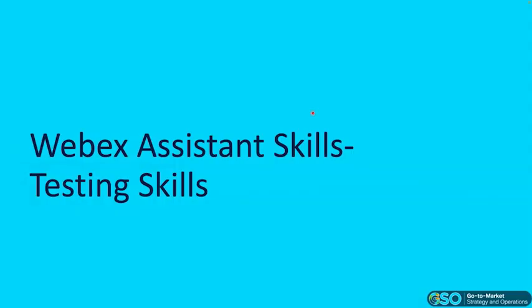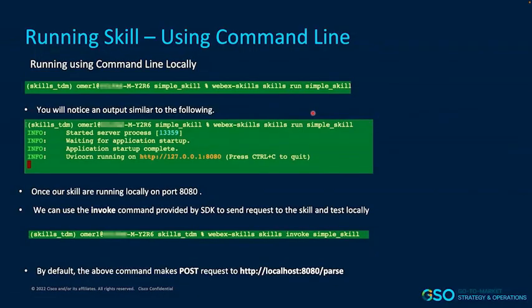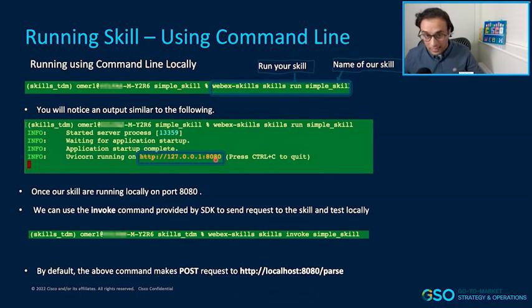Now, once we define the logic of how our skills are created, it's a good practice that before they are enabled and configured for our organization, we should test our skills. We need to remember that the SDK provides us all the tools that we can use for testing. We can start testing by first running our skills project using the run command. Once you run your skill using the run command, you will notice that it runs on your local server on port 8080.